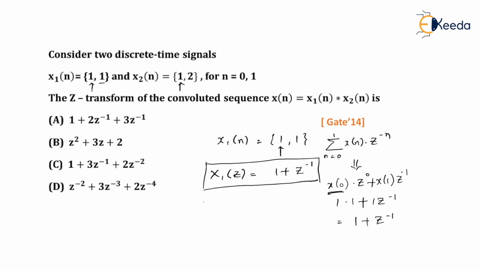Similarly, I can write for X2(z) also. So X2(z) is 1 plus 2z inverse. The reason why I have taken the z transform is because the answers are in terms of z only. Am I right? So you know that convolution in time domain becomes multiplication in frequency domain.